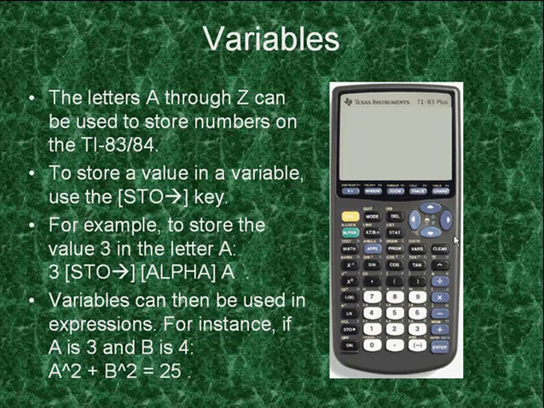TI calculators can store numbers into letter variables for later use. To do this, type the number to be stored, press the Store key to the left of the 1, then press alpha and the variable letter to be used. For example, to store the value 3.141 into the letter P, press 3.141, then store, then alpha P. The calculator already has a very precise value for pi, however.